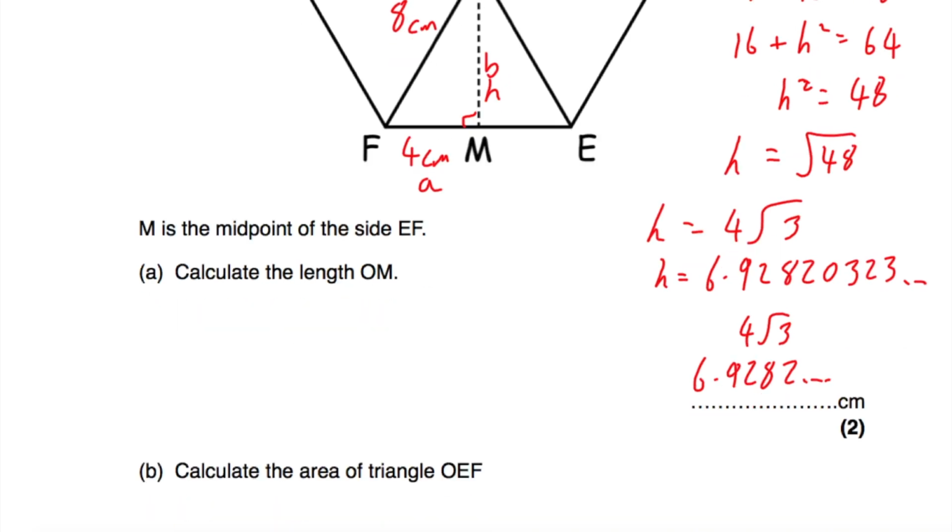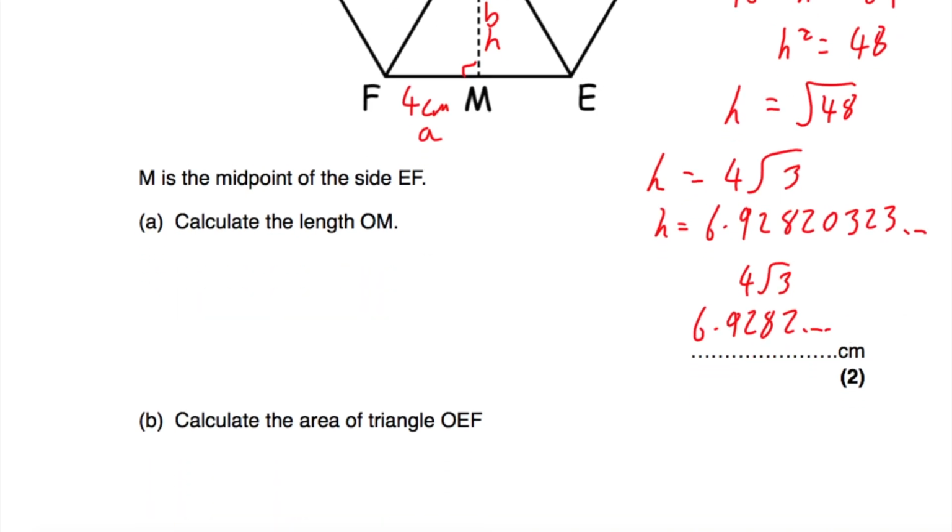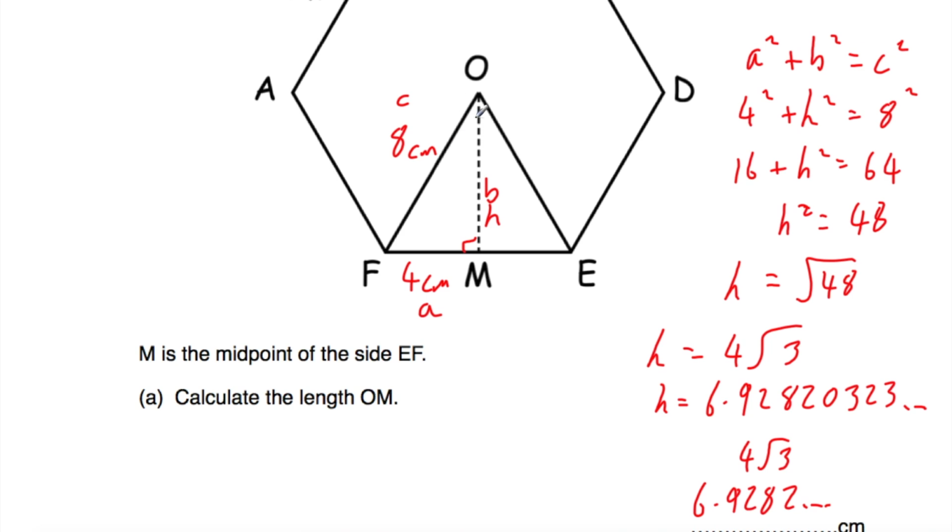Okay, part B. Part B says calculate the area of triangle OEF. So this is a bit familiar, thinking back to question 1. So OEF, that equilateral triangle, we want to find the area of one of them because we know there's 6 of them, and then we can find the area of the hexagon. So triangle OEF, that's a whole triangle. So we want to find the area of the whole triangle. Be careful not to just consider one of the right angle triangles, we're considering the whole triangle.